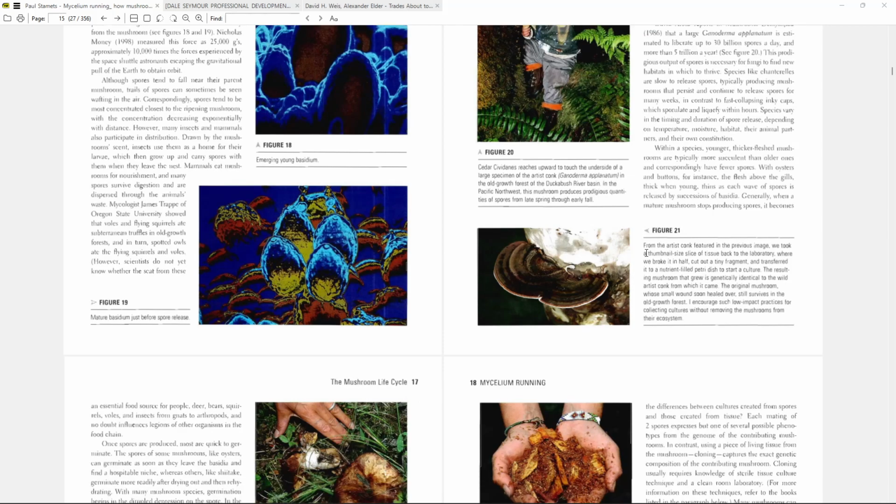Figure 21. From the artist's conk featured in the previous image, we took a thumbnail-size slice of tissue back to the laboratory, where we broke it open, cut out a tiny fragment, and transferred it to a nutrient-filled petri dish to start a culture. The resulting mushroom that grew is genetically identical to the wild artist's conk from which it came. The original mushroom, whose small wound soon healed over, still survives in the old-growth forest. I encourage such low-impact practices for collecting cultures without removing mushrooms.